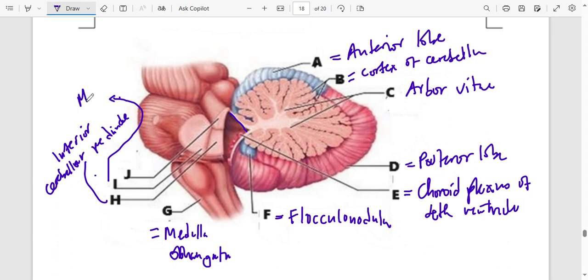The middle cerebellar peduncle. Thank you. What's the other name for the middle cerebellar peduncle? Pardon? The brachium pontis. Thank you so much. It is attached to the pons, so brachium pontis. And then how about J? What is this part? Superior cerebellar peduncle. What's the other name?